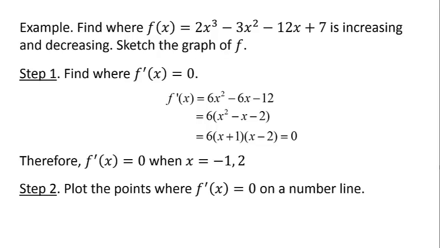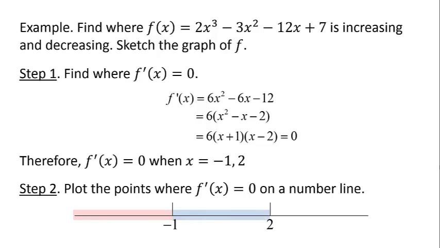Our second step is to plot the points where f prime equals 0 on a number line. So, we plot the points -1 and 2. Notice that this breaks up the number line into 3 intervals. We have all of the values less than -1, all numbers between -1 and 2, and all numbers greater than 2. We need to determine whether the derivative f prime is positive or negative on each of these 3 intervals. To do so, we'll use something called test numbers.